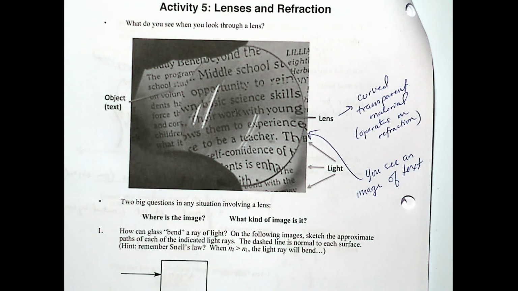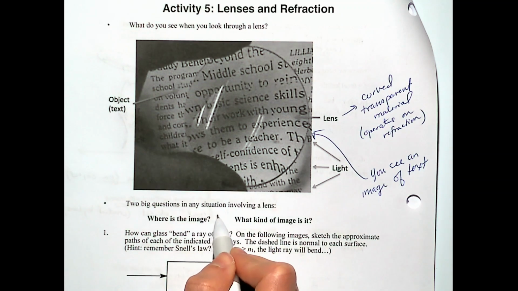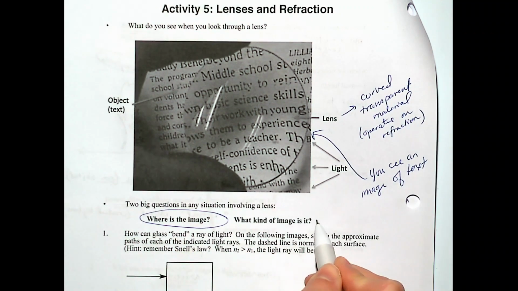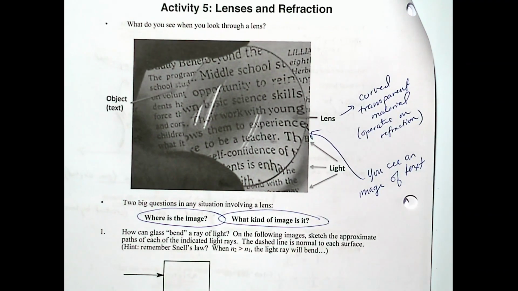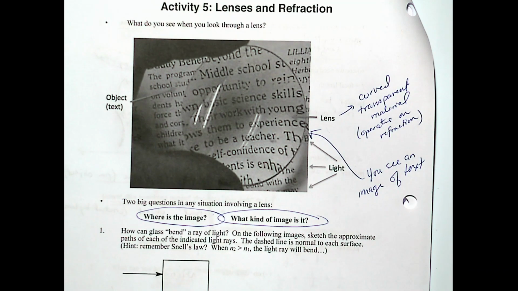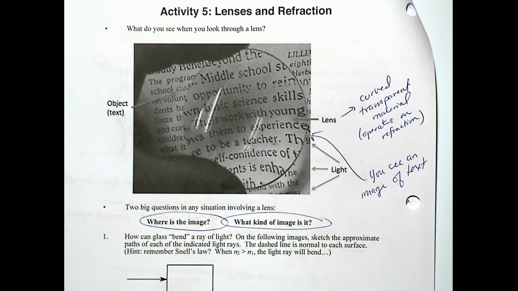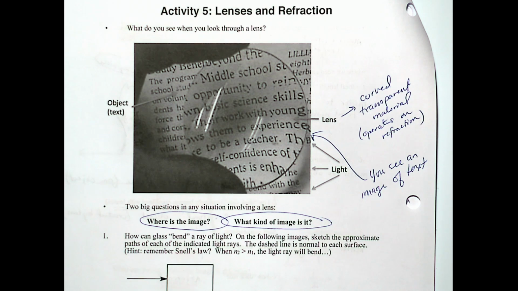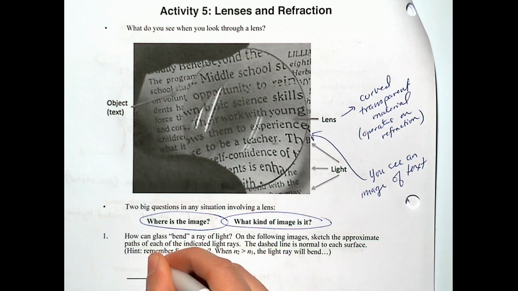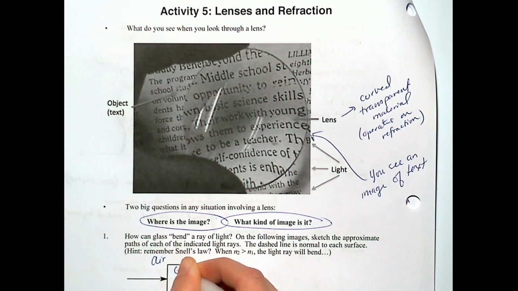So just like with mirrors, there are two main questions we're going to ask. We're going to ask where the image is, and we're going to ask what kind of image it is. So the first thing to figure out is how does the transparent material bend a ray of light? So suppose you have a block of glass or something. So outside we have air, and this is glass.